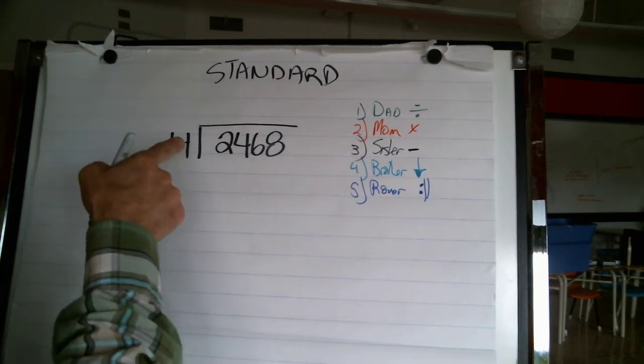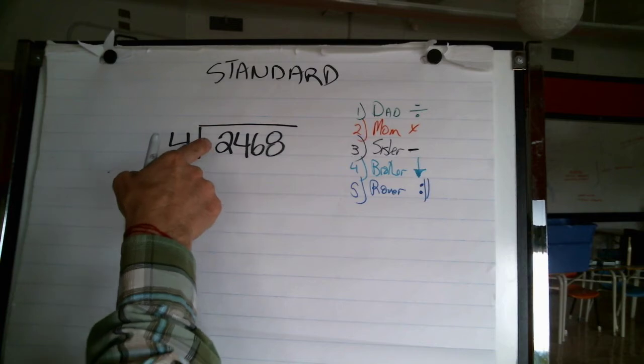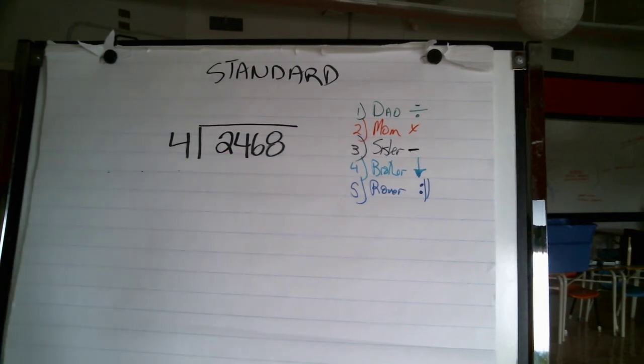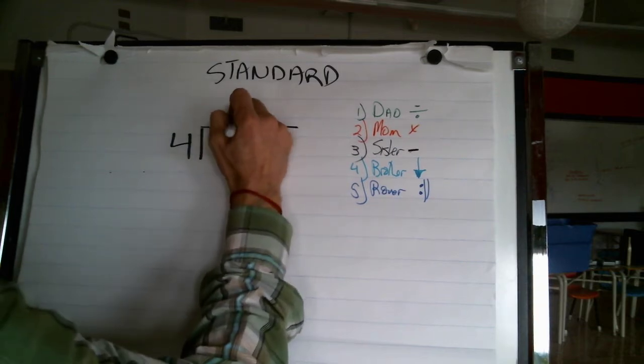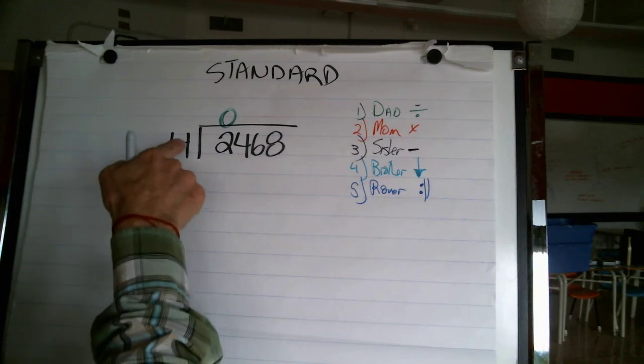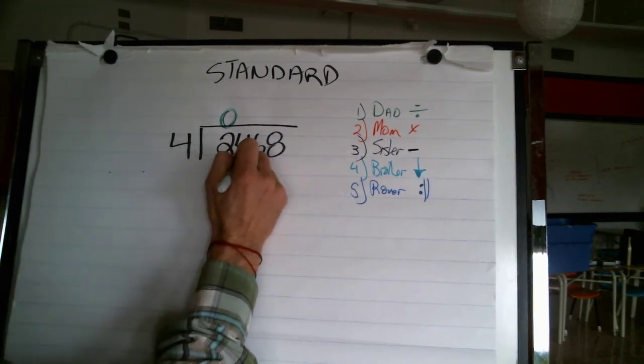How many times does 4 go into 2? It doesn't. So we put a big fat 0 up there. Placeholder. Don't leave it out. Put it there. How many times does 4 go into 24?